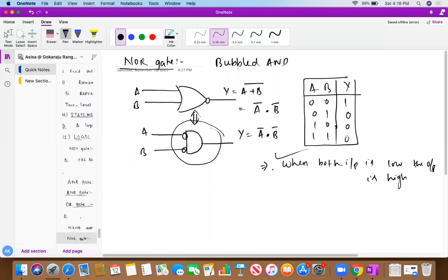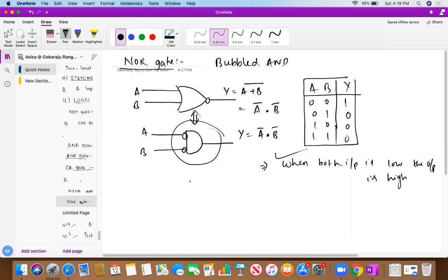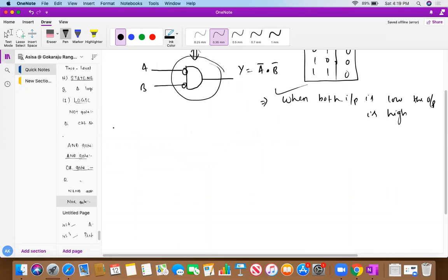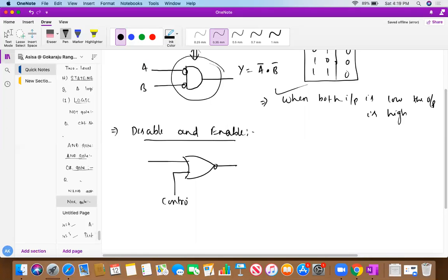Now see here, the NOR gate can also be used as a disable and enable circuit. How is it actually disable and enable? Very simple. We have seen it yesterday. This is my NOR gate, sorry students. And this is my control input, and this is my input A.